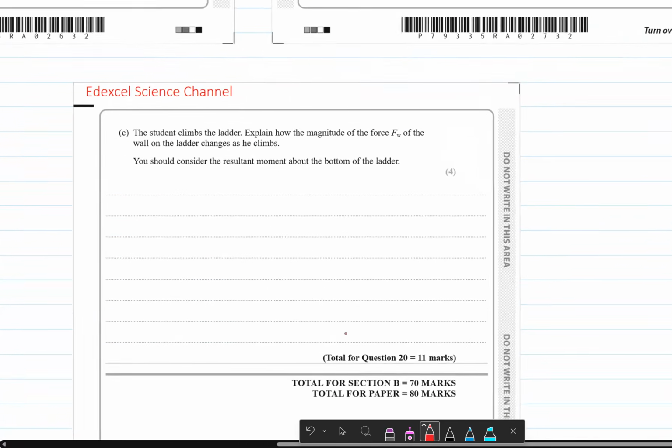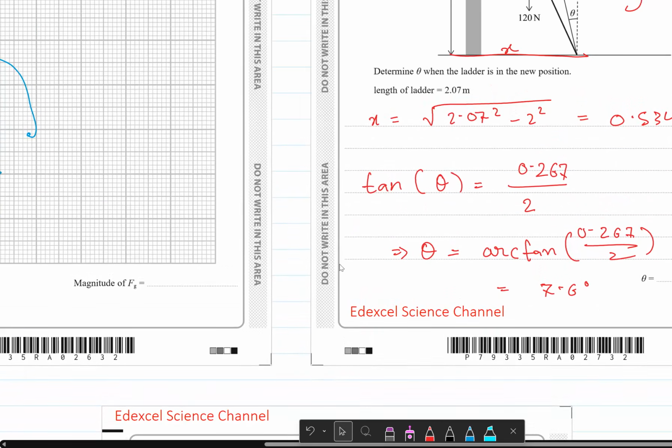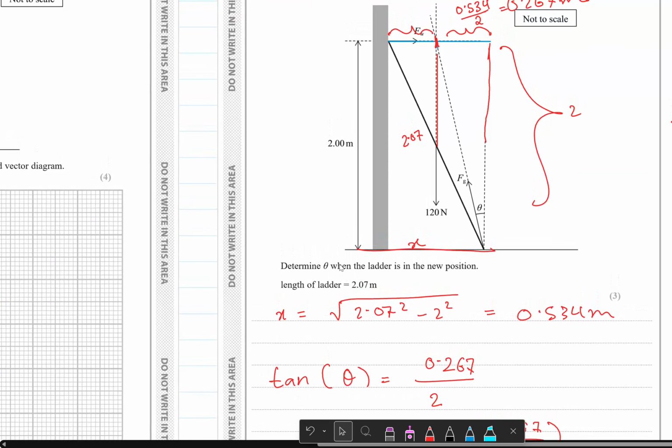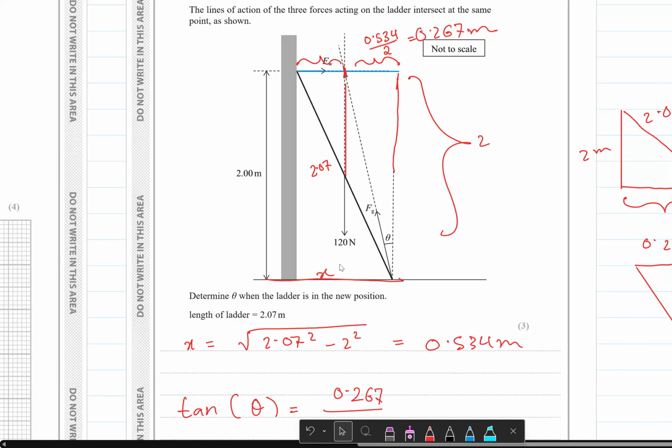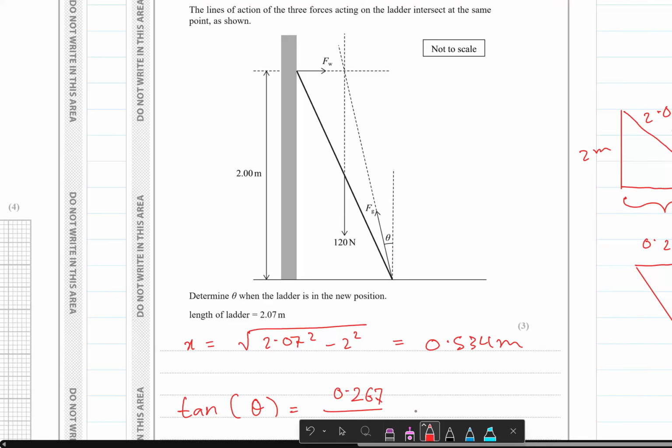Now let's move on to question number C. The student climbs the ladder. Explain how the magnitude of the force Fw of the wall on the ladder changes as he climbs. You should consider the resultant moment about the bottom of the ladder. All right, so I have to consider the resultant moment from the bottom of the ladder. Let me remove all this because we do not need any of it for question C. So in a sense, this has become my pivot.